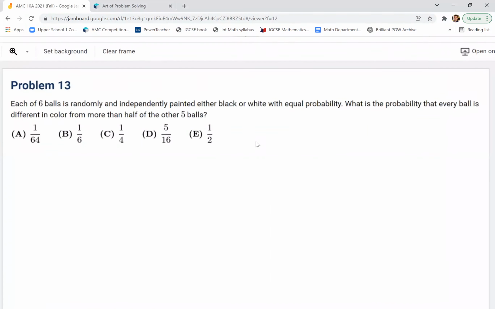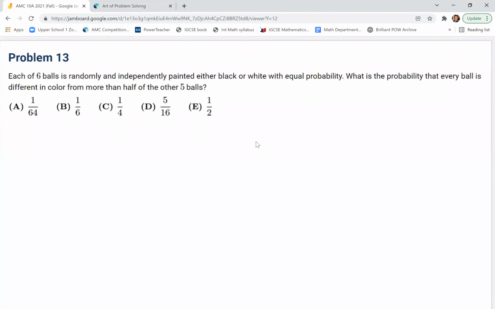Let's see. Oh yeah, I remember this one is not too hard. Each of 6 balls is randomly and independently painted either black or white with equal probability. What is the probability that every ball is different in color from more than half of the other 5 balls? So the way that I really thought about this was to say, okay, there's 6 balls, either black or white. What is the probability that every ball is different in color from more than half of the other 5 balls?